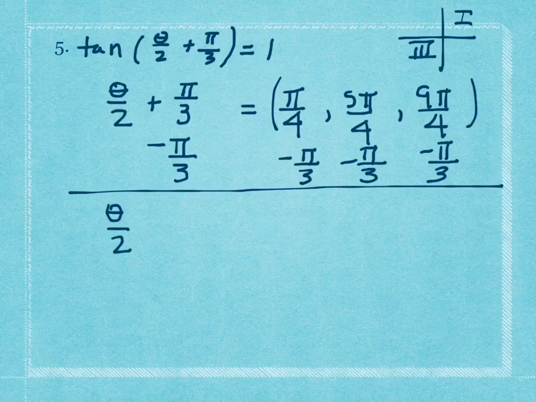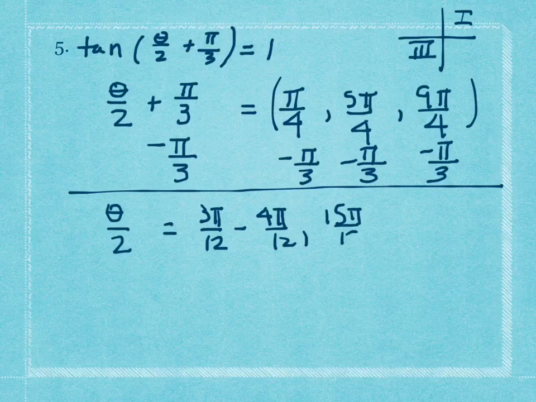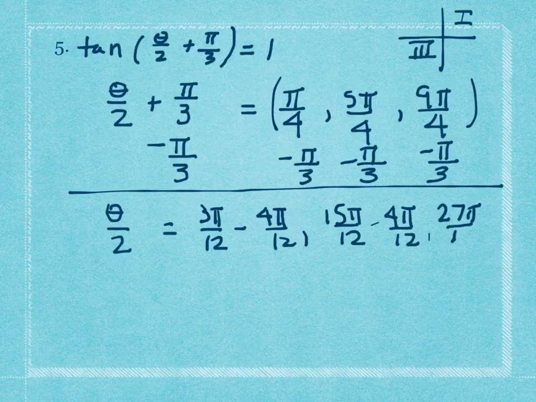I need a common denominator. What will my common denominator be? 12. So if I have pi over 4, that's the same thing as 3 pi over 12, right? And I'm subtracting pi thirds from that, so I'm subtracting 4 pi twelfths. And then 5 pi over 4 would be 15 pi over 12. I just multiply the top and bottom by 3. And I'm subtracting 4 pi over 12 from that one. And then 9 pi over 4 would be 9 times 3, or 27 pi over 12. And again, I'm subtracting 4 pi over 12.